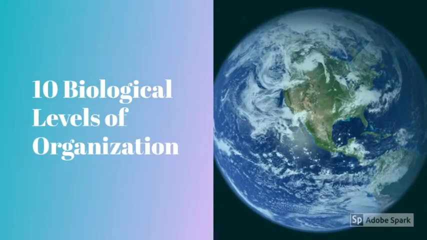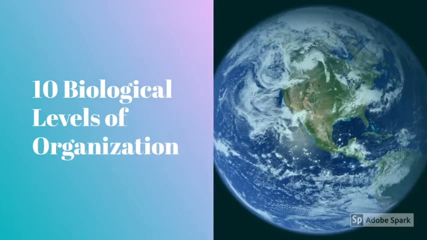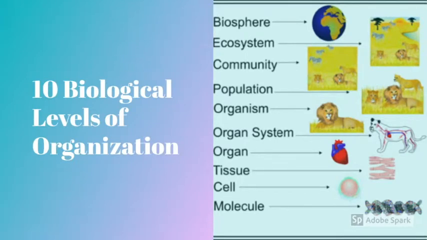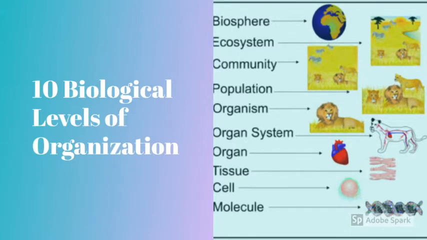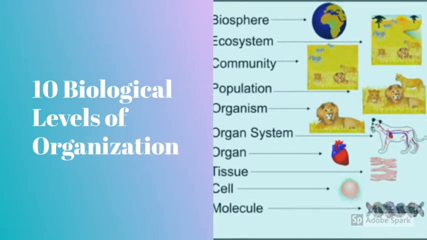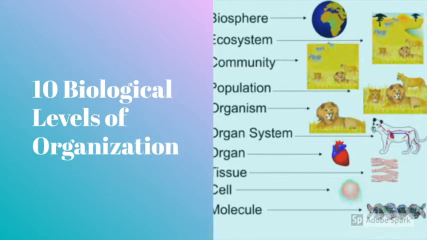Levels of organization in biology help us see and understand how organisms function within a biosphere and what they are composed of. They are arranged from most to least complex, and there are 10 levels. There's a biosphere, ecosystem, community, population, organism, organ system, organ, tissue, cell, and molecule. As you can see, these different levels sort of fit in a pyramid going from most to least complex.